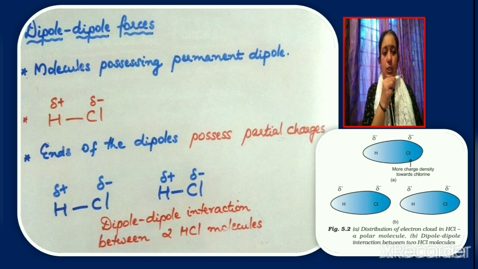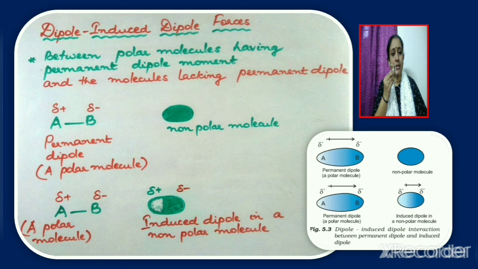Now consider two HCl molecules which are close to each other. The chlorine end of one HCl molecule will be attracted by the hydrogen end of the neighboring HCl molecule. So this type of attractive forces which exist between two different dipoles is known as dipole-dipole interactions. Now consider the next type of attractive forces known as dipole-induced dipole forces.